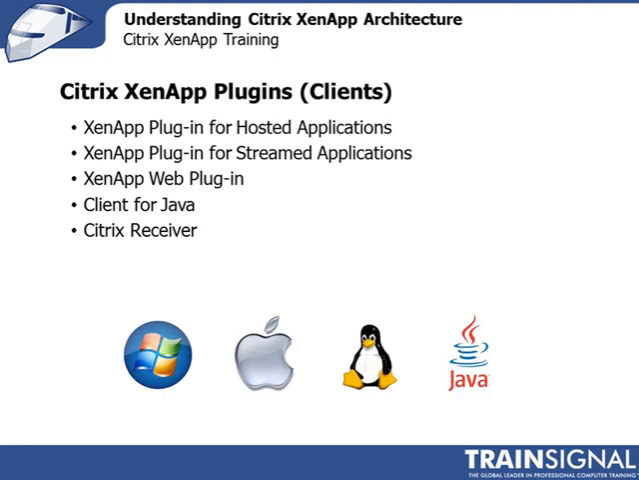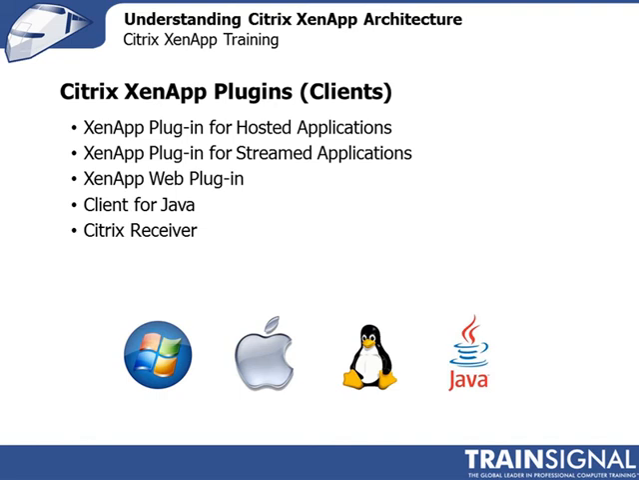So the power of Citrix is that it has a plugin, a client, for almost everything. We can have a client for Windows, for Mac, for Linux, for Java. Anything you can think of, any device, typically iOS, Android, and so on, there is always a Citrix client for that. For the most part, the Citrix clients that you should be aware of are the XenApp plugin for hosted applications. That's typically the XenApp plugin that you would use if you're trying to launch published applications.